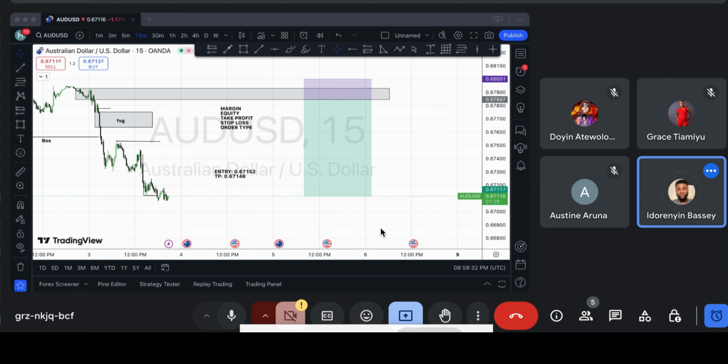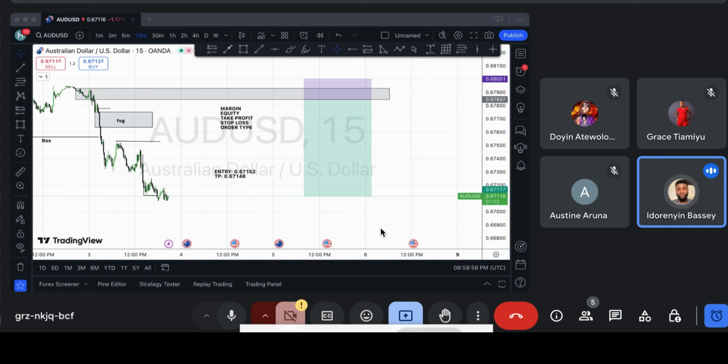So let's summarize the whole thing. Number one on this summary is take profit is an order to automatically close a trade when the price reaches a specific level.